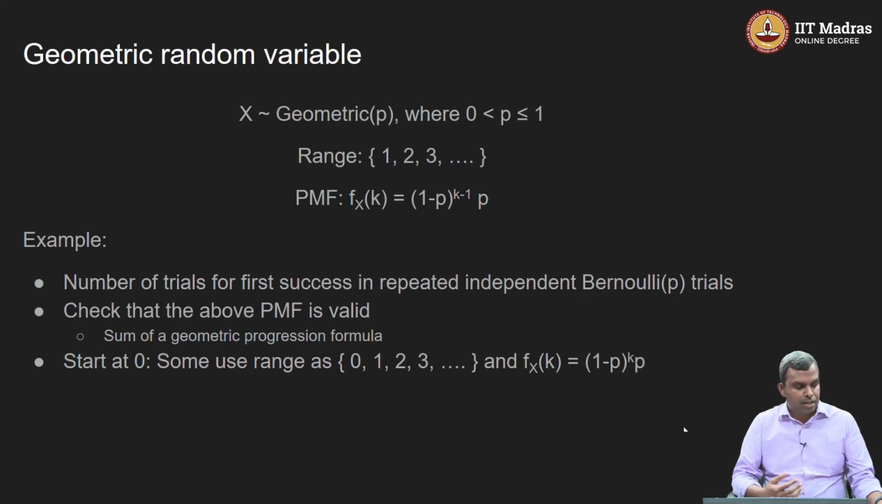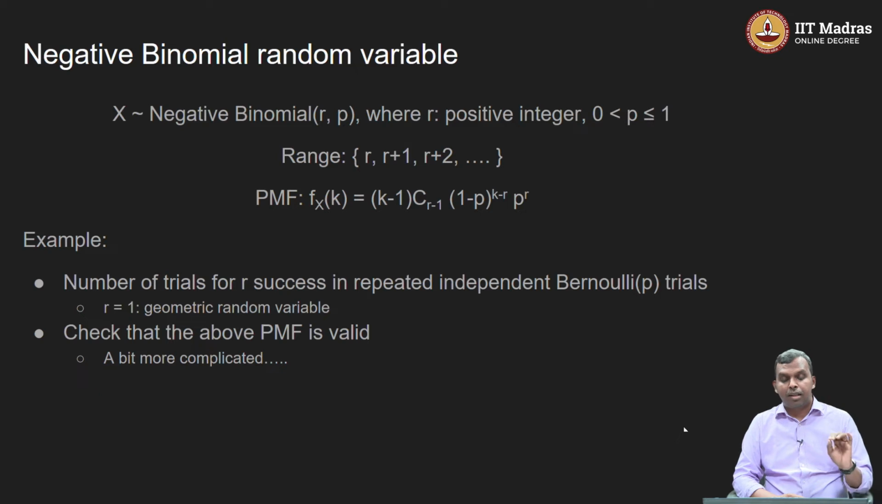Okay. So the next couple of distributions we're going to see are new. We've not seen them so far. The first one is what's called a negative binomial random variable. Once again, there are two parameters. If you say X is a negative binomial (r, p), where r is a positive integer and p is between 0 and 1, the range goes from r, r plus 1, r plus 2, etc. And the PMF is given by that formula, (k minus 1 choose r minus 1) times (1 minus p) to the power k minus r, times p to the power r.